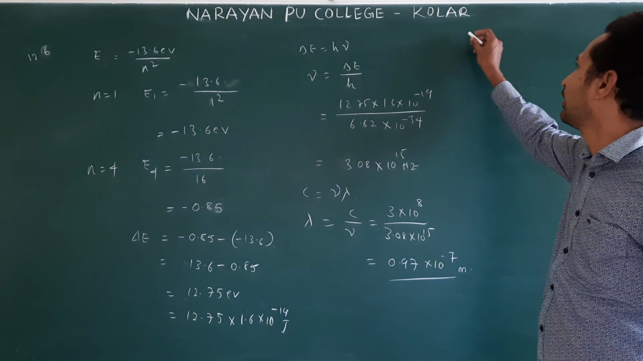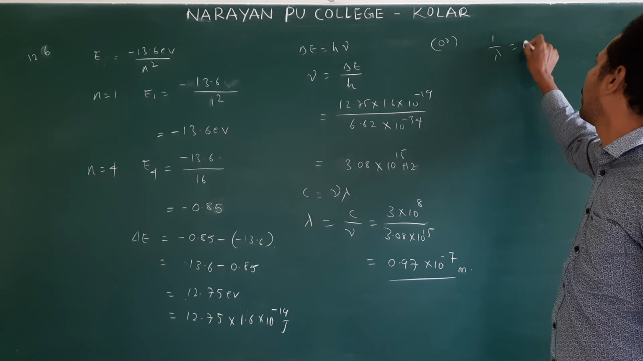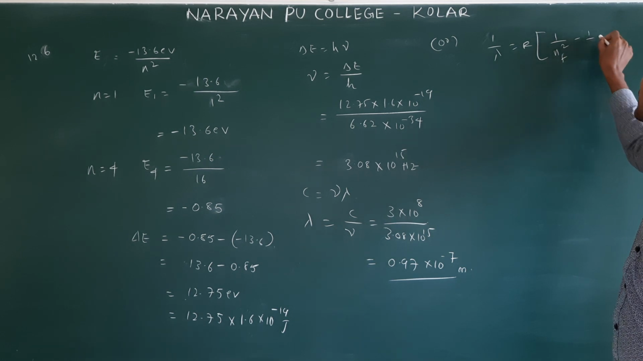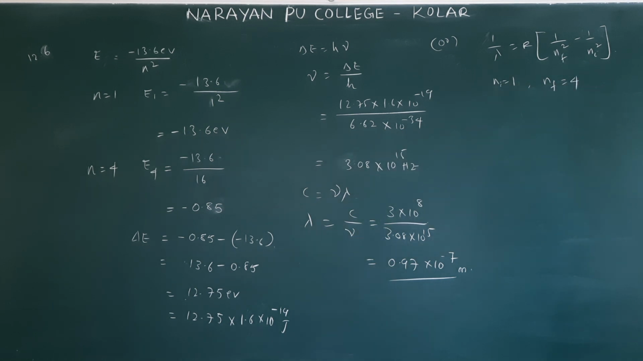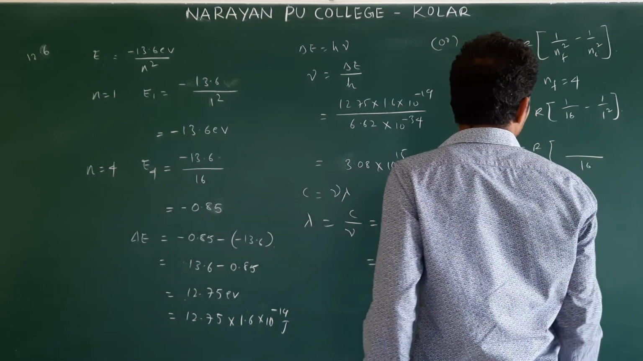Or another method, the alternate method: 1 by lambda is equal to R into 1 by nf square minus 1 by ni square. Where was the electron initially? n is equal to 1. Finally it is in the 4th. So 1 by lambda is equal to R into 1 by 4 square, so 16, minus 1 by 1 square. So 1 by lambda is R into, this is the 16 LCM, right?